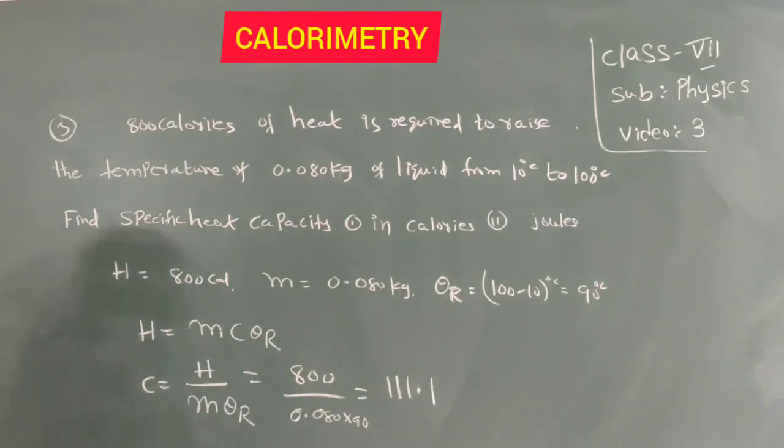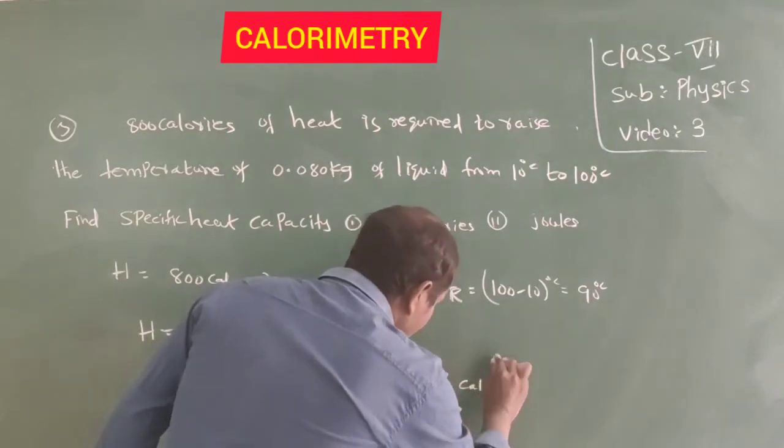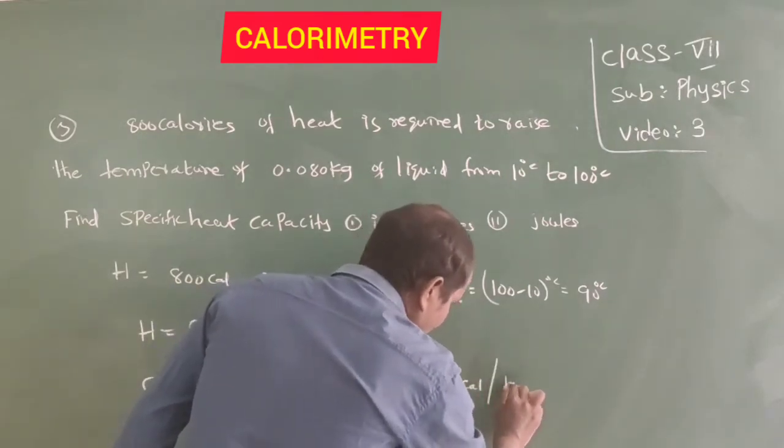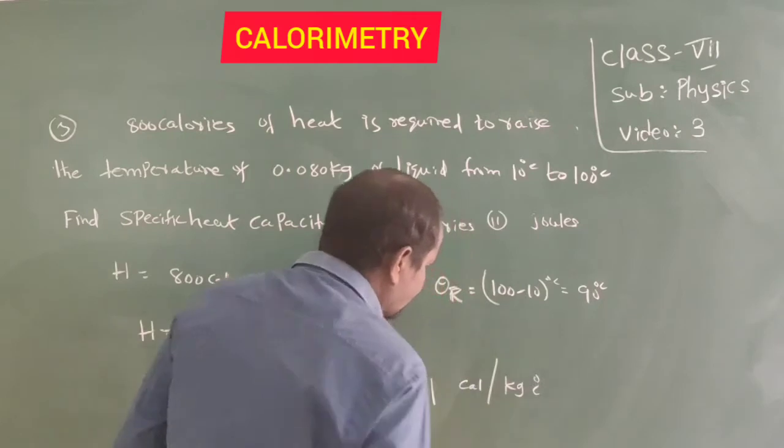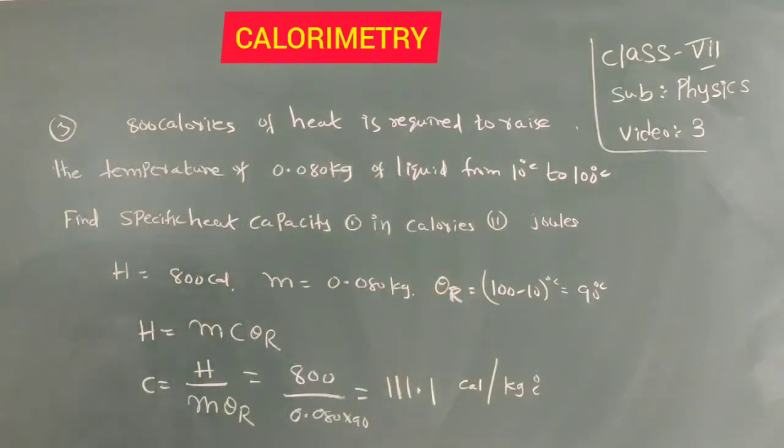111.1 calorie per kg degree Celsius. It is the specific heat capacity in calories.